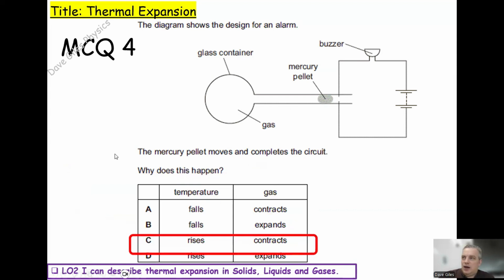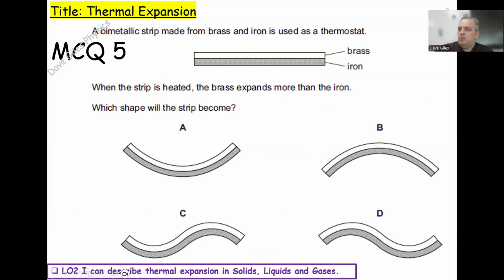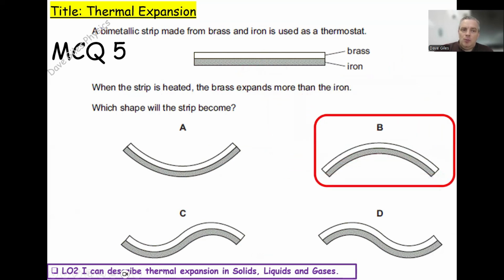And then question 5. We have a bimetallic strip with brass and iron. When the strip is heated, the brass expands more than the iron. Which shape will the strip become? Well, which one expands more? The brass expands more. So it's going to bend towards the iron, and it's only going to bend once. So the answer is B. So that's it for the multiple choice questions.